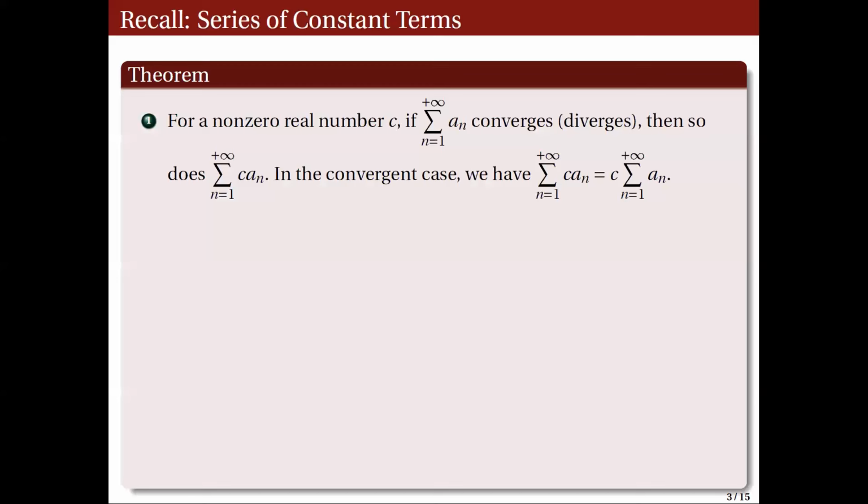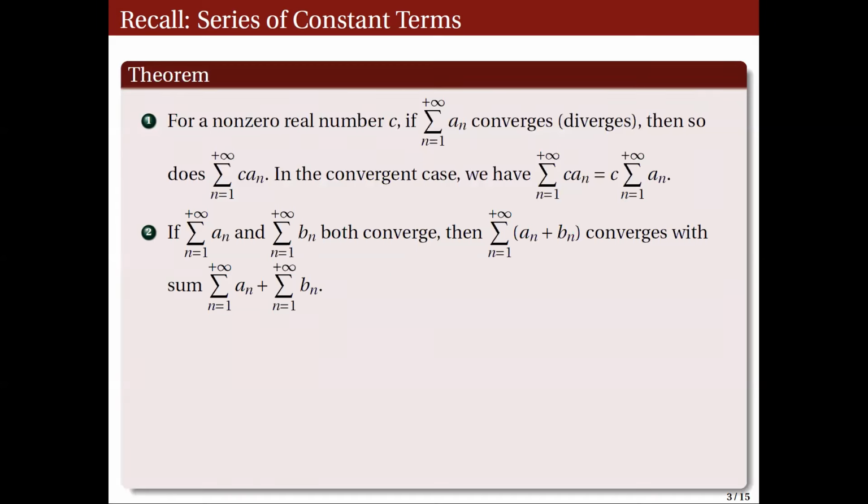So you also learned the following theorems here, which establish the divergence and convergence of one series in relation to the other. So for number one, we see that if the series a sub n converges, then so does any multiple of the series for non-zero number c. So in the convergence case, we have the following equality here. For the second, if two series a sub n and b sub n both converge, then the series with n-th term a sub n plus b sub n converges with the sum equal to the sum of the original two series.